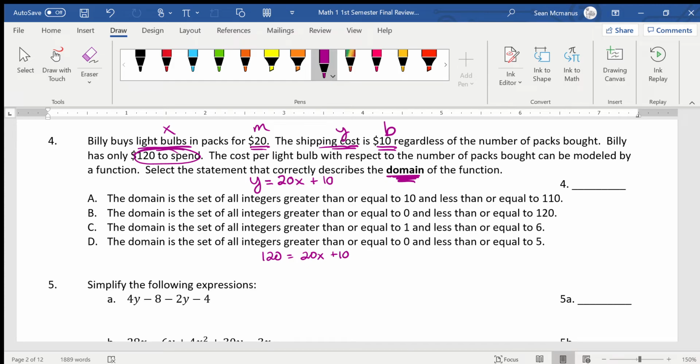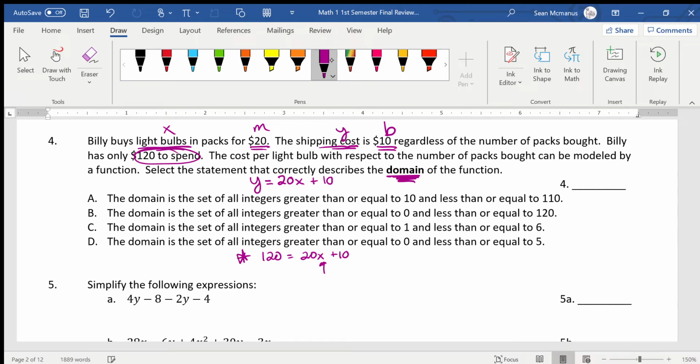What this is really asking me for is what values of x could I plug in here that will make this true, or will allow this to be true, right? So let's take a look at our options. So here's my equation I'm going to think about right here.